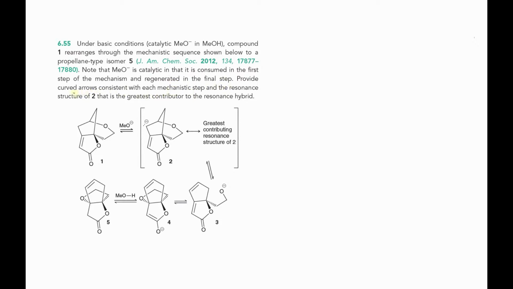So provide curved arrows consistent with each mechanistic step and the resonance structure of 2 that's the greatest contributor to the resonance hybrid. So it's asking us to write the mechanism, the curved arrows, and also the resonance structure of compound 2. Okay, so we're going to start from compound 1 to compound 2, and the key to solving this is to see where the difference lies.